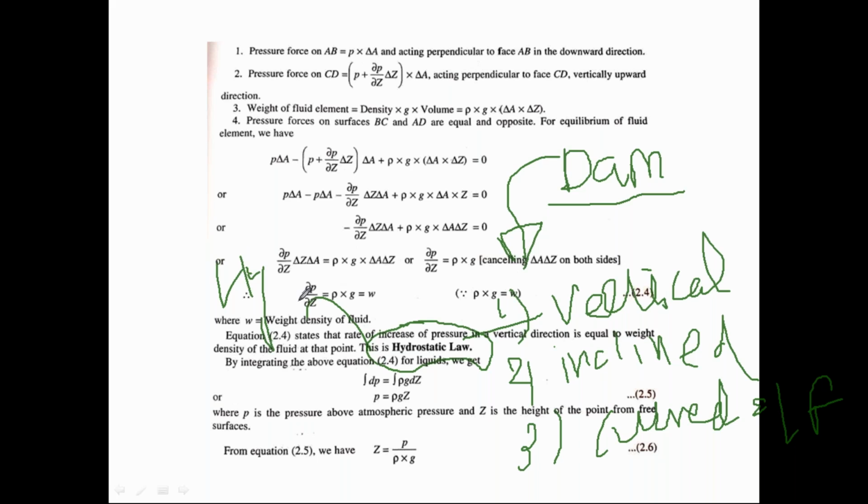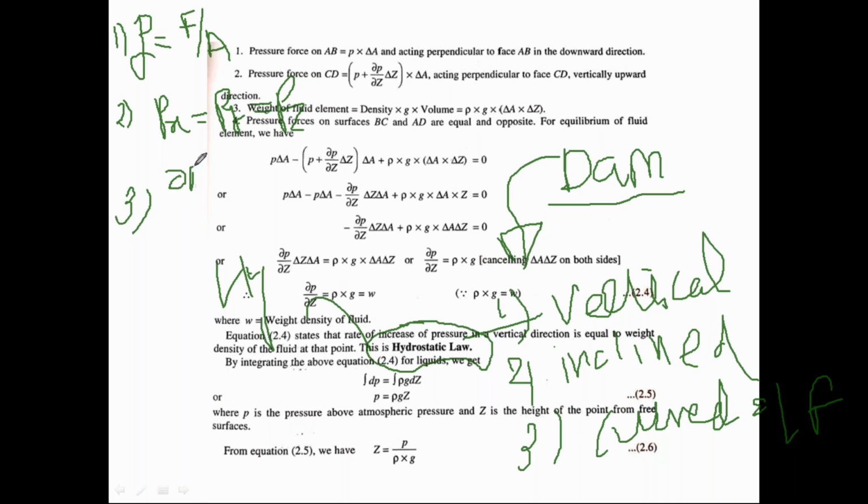So today we covered pressure. P is equal to F by A for the entire surface. Then we saw that the intensity of pressure remains the same in all directions: Px is equal to Py is equal to Pz. And the hydrostatic law, that is the rate of increase of pressure, del P by del Z equals rho g. So these three things we saw, and with this I would like to conclude my lecture.